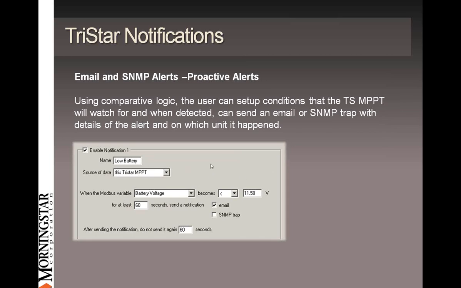You get 4 of these notifications, and that's in every TriStar MPPT in the 60 amp version with the Ethernet, because we do need to be able to get to the internet.